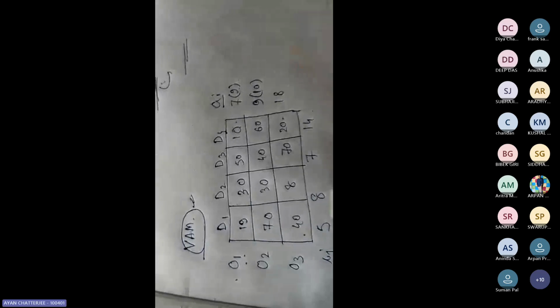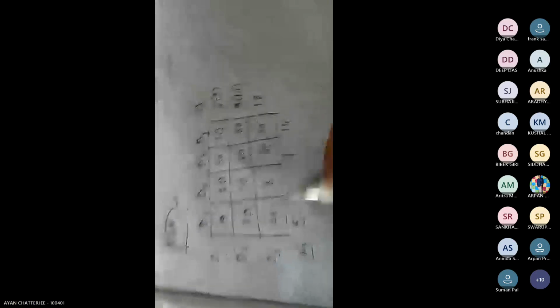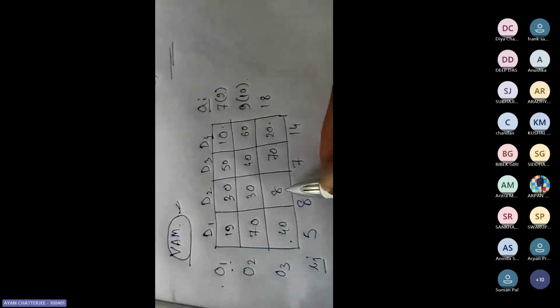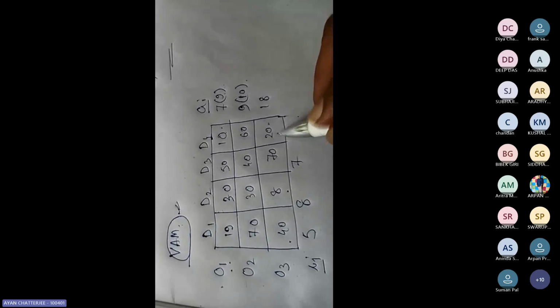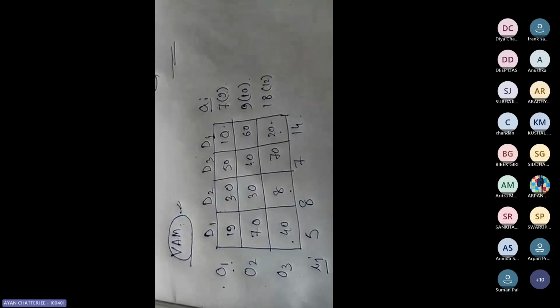Okay. And next, if you look at this next row, you can see 8 unit is the least cost and next to that it is 20, so the difference is 12. So we are going to write down the difference this way.